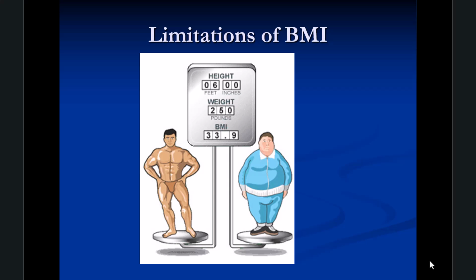So BMI is limited because, again, all it does is assess height and weight. So you could potentially have people with the same BMI that have completely different body composition. So this picture kind of describes that. So these people have the exact same height and weight, but you can tell their percent body fat is probably drastically different.